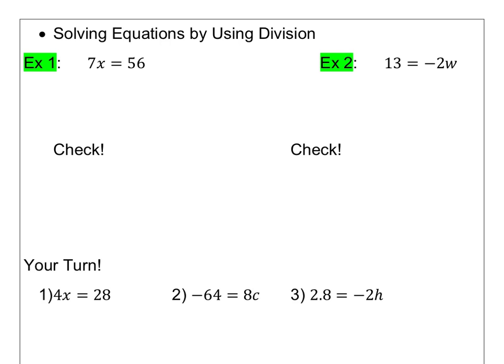This time we're going to solve equations by using division. The equations look a little different. For once, there's a number in front of the variable. This number that's in front of the variable is called a coefficient. This entire term is your variable term.